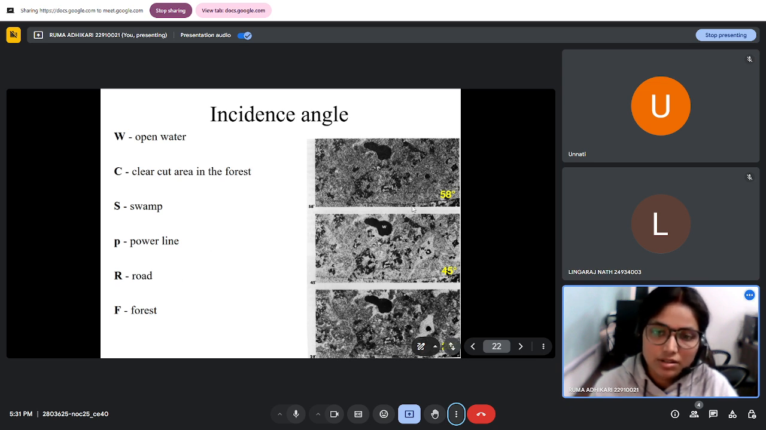Open water, this W, appears darker. C is the clear cut area in the forest. These are not all annotated. Clear cut areas, swamp, power lines, road and forest are there. So you can see in this patch at 45-degree incidence angle, how the water and the swamp land appear.